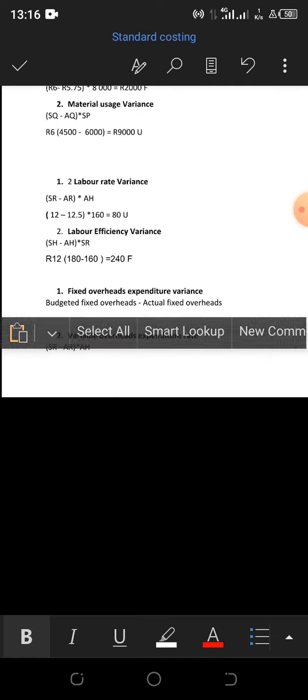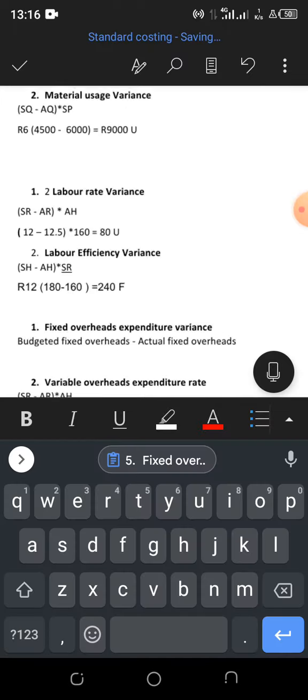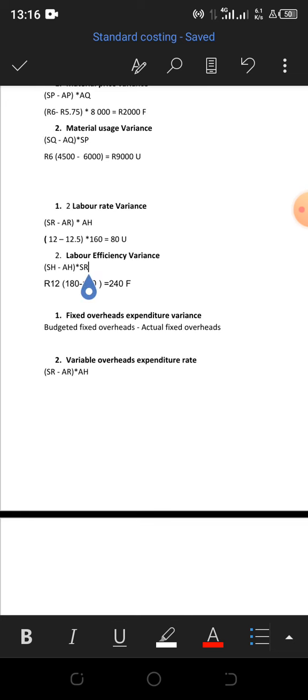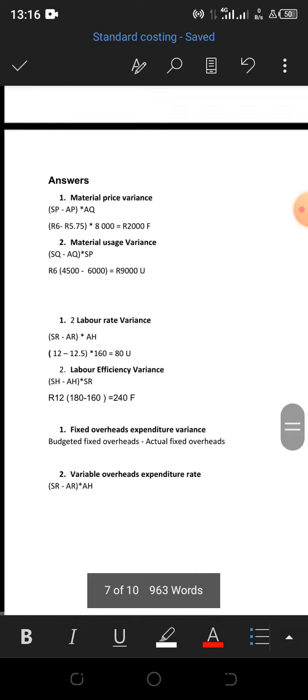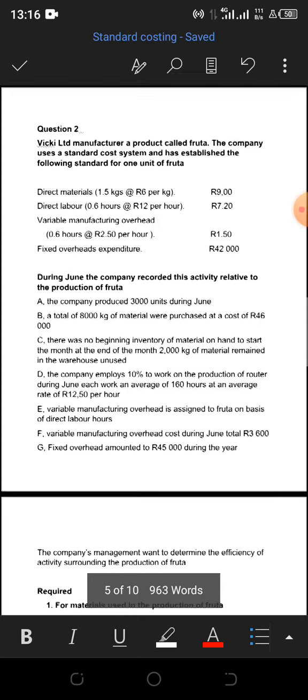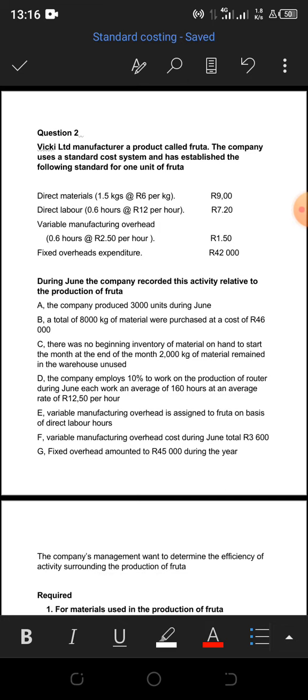Okay, let's start with the first one, where we have to calculate the fixed overhead expenditure variance. The formula is budgeted fixed overheads minus the actual fixed overheads. This one is very simple, you just take them as they are. Under standard, we have a fixed overhead expenditure of 42,000. Then on number G, we have fixed overheads amounting to 45,000. So the actual one is 45,000 and the budgeted one is 42,000.